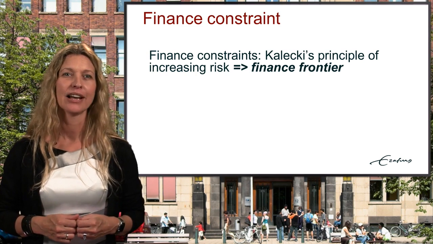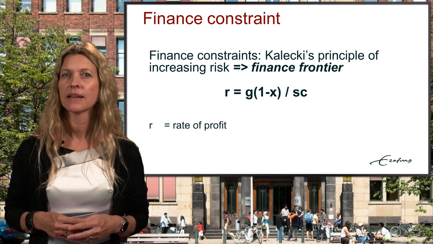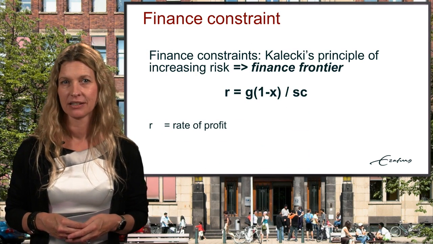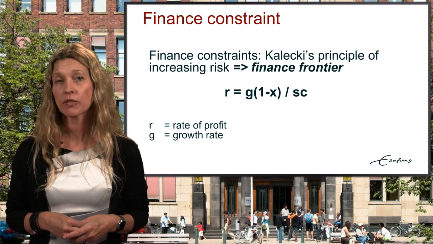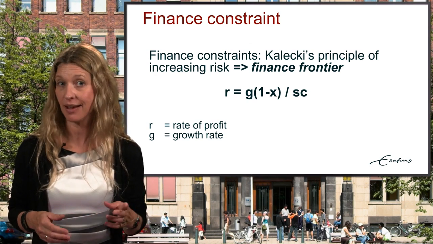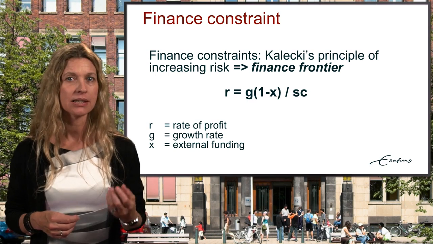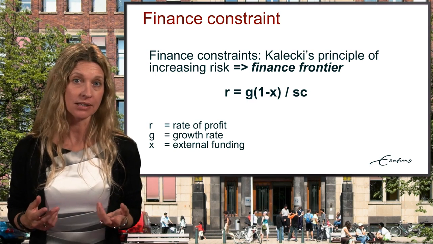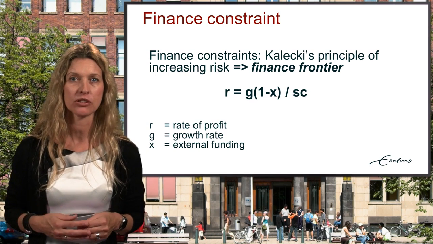Okay, now the equation. Remember that R is the profit rate. We now add G as the firm's growth rate, which is the percentage increase in the balance sheet total. Yes, it's total assets. And X, the external funding necessary for such an expansion. For example, for building a new factory.